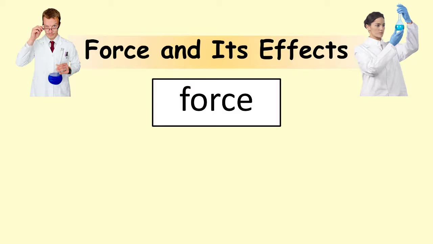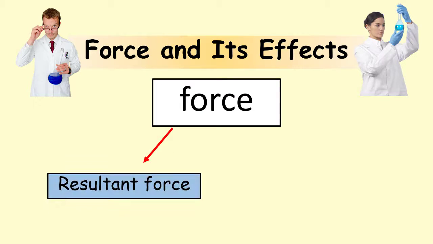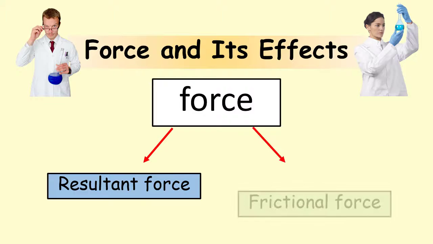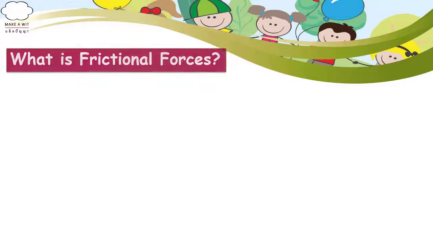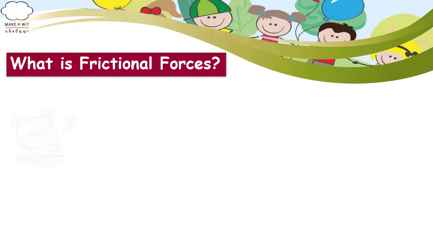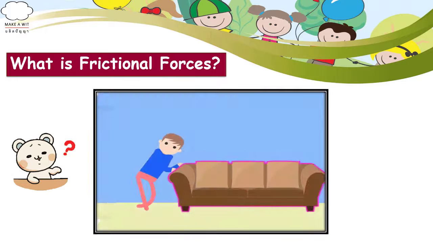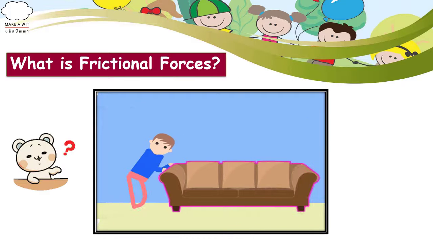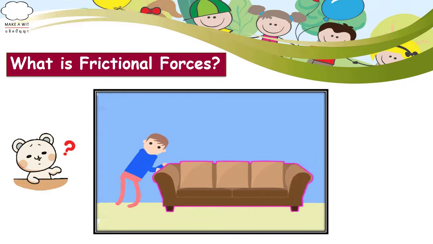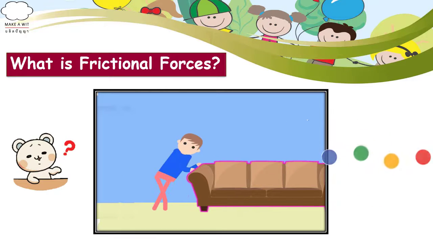Again, force is divided into two types. Number 1 is resultant force and number 2 is frictional force. And we're going to be learning the frictional forces. Okay, look at this. Can you see? The boy is trying to push the sofa. He's pushing the sofa.